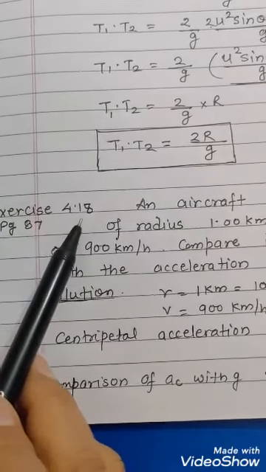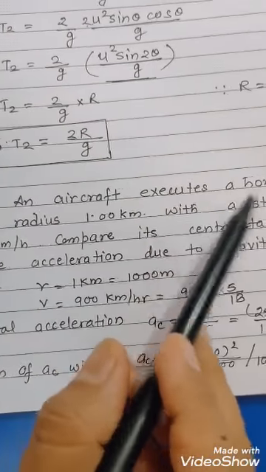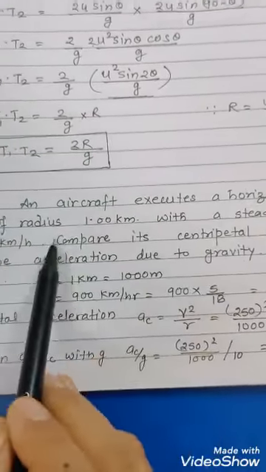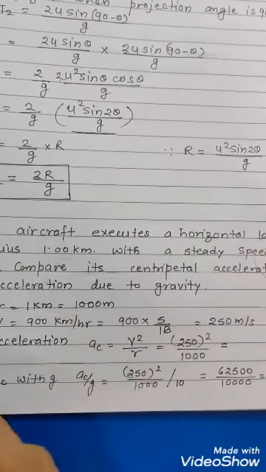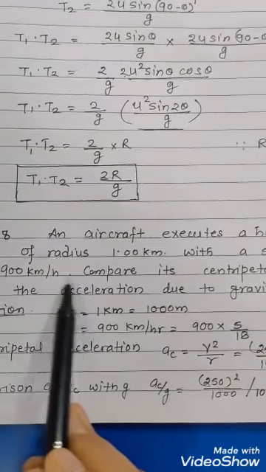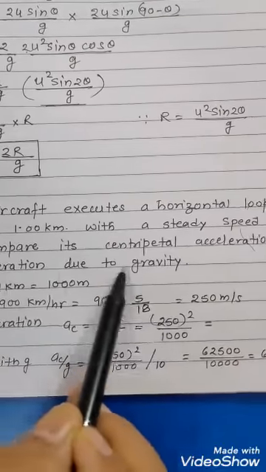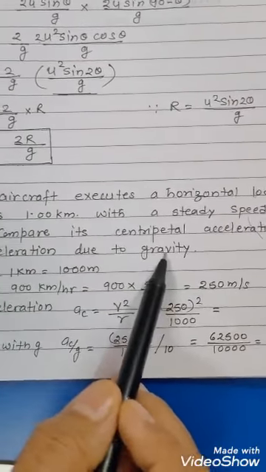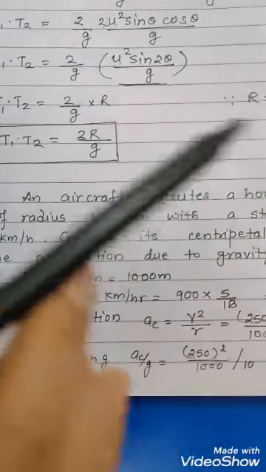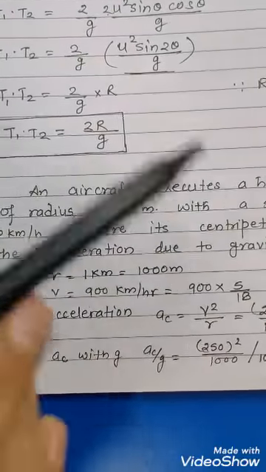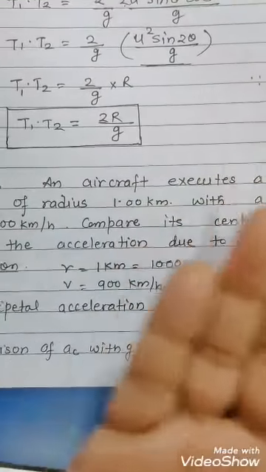Exercise question 4.18, given in page number 87. An aircraft executes a horizontal loop of radius 1 kilometer with a steady speed of 900 km per hour. Compare its centripetal acceleration with the acceleration due to gravity. Here it is given the aircraft executes a horizontal loop. Horizontal loop means it is moving in a circle this way, and that circle is in a horizontal plane.